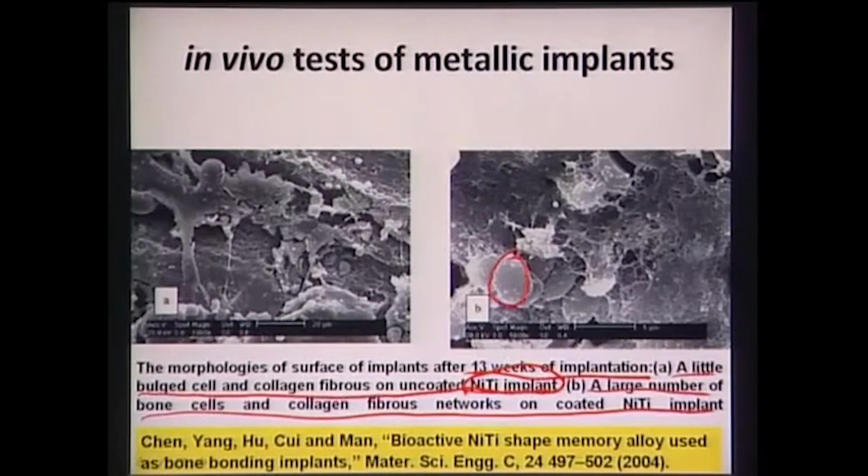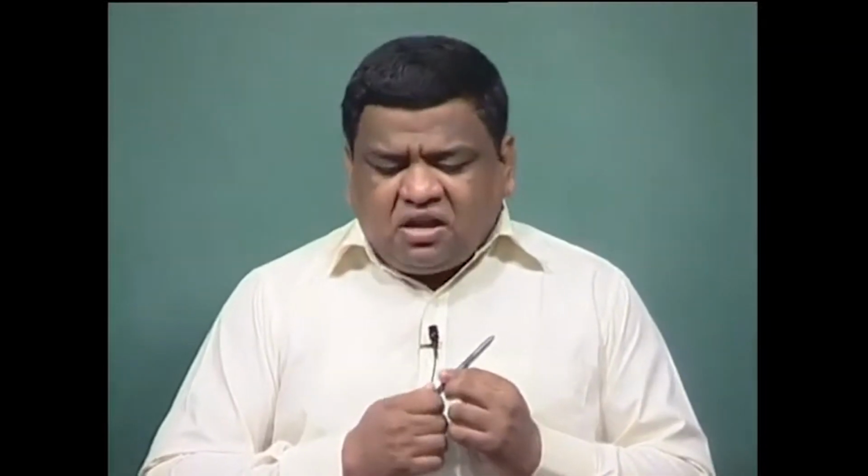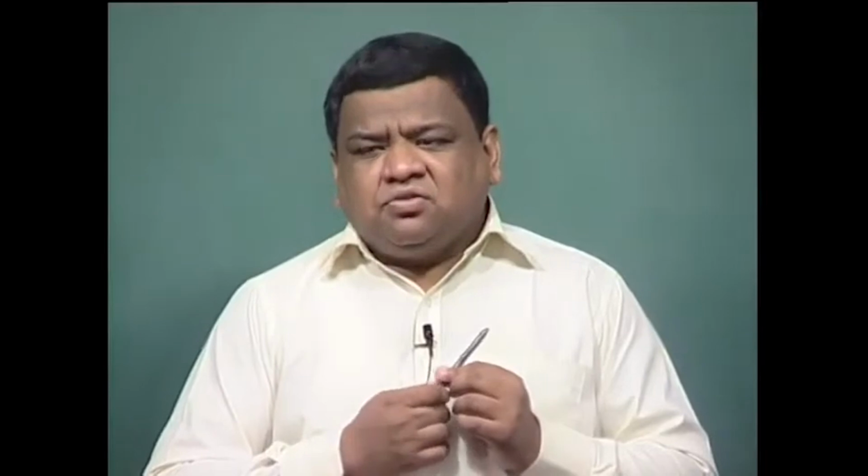Now here you can see a large number of osteoblast cells, and this fibrous network you can see is essentially collagen fibers. So if both the collagen fibers and osteoblast cells are present in the neighborhood, that will clearly indicate that you are enhancing the extracellular matrix formation, and the bone forming cells are activated so that you can have new bone formation.